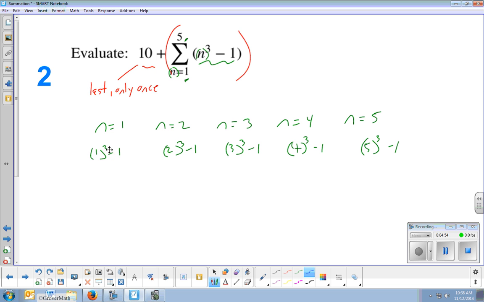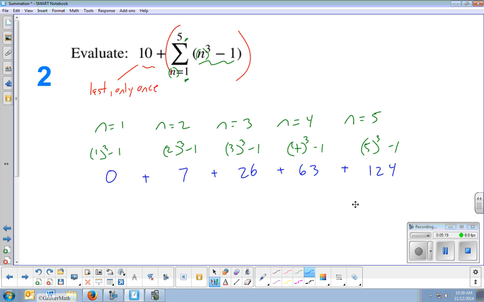So let's evaluate. 1 cubed is 1, minus 1 is 0. 2 cubed is 8 minus 1 is 7. 3 cubed is 27 minus 1 is 26. 4 cubed is 64 minus 1 is 63. And 5 cubed is 125 minus 1 is 124. Now I happen to know the cubed values, but again, your calculator can certainly be of assistance to you.